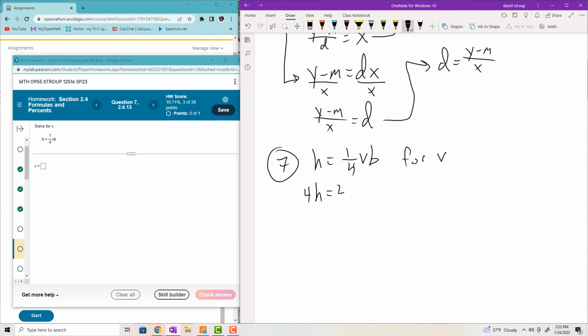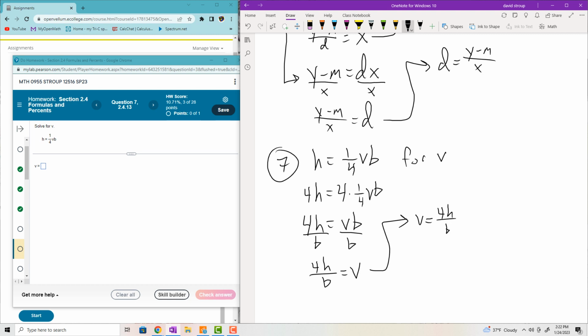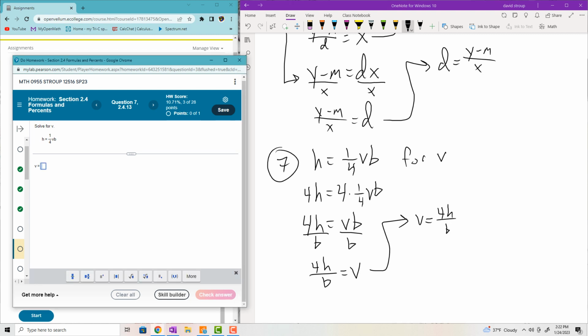So I'll have 4h over here, then 4 times 1/4 times vb. And then I have 4h equals 4 times 1/4 is just 1. So I'll have 1 times v times b. We don't write the 1. And then finally, isolate v by dividing both sides by b. And so we have 4h all over b equals v. And then rewrite it with v on the left. So just flip-flop the sides, and we should have our answer. So 4h all over b.